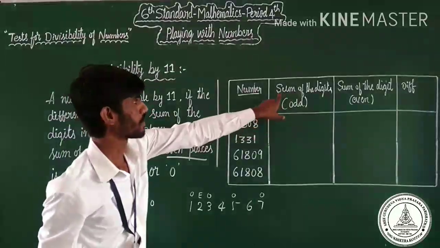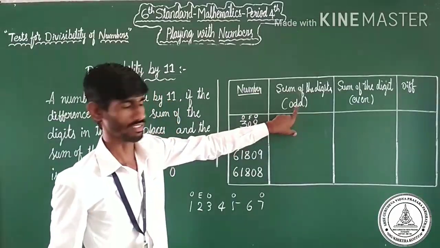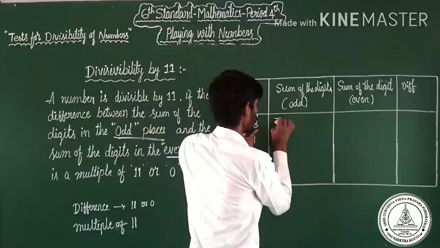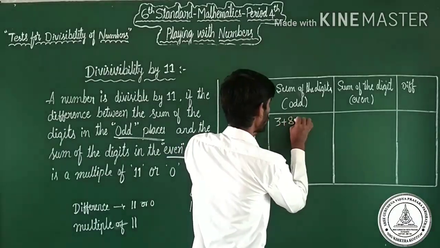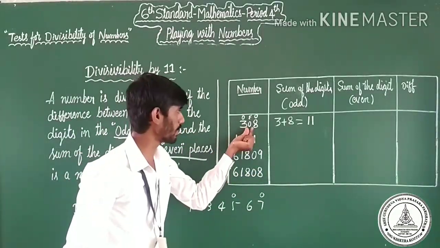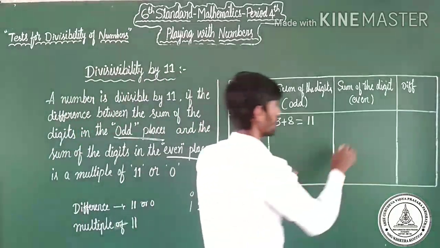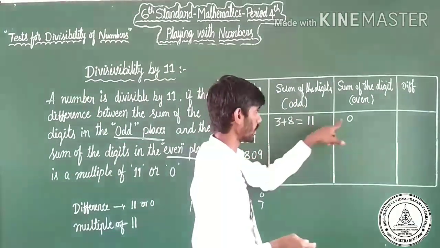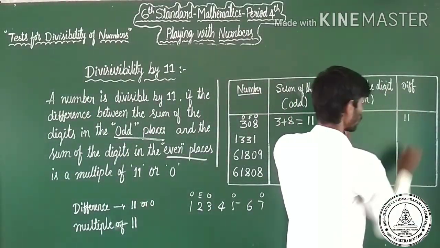What is the next step? Sum of the digits at odd places. Which are the odd places? 3 and 8 are the odd places. 3 plus 8 is 11. What are the even places? Only one digit, that is 0. What is the difference? Observe here: 11 minus 0 is equal to 11.